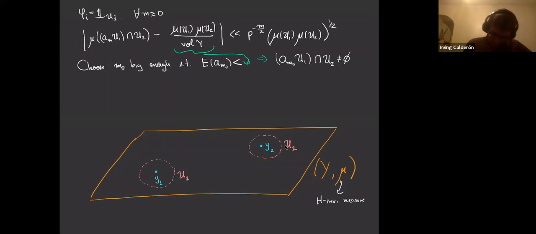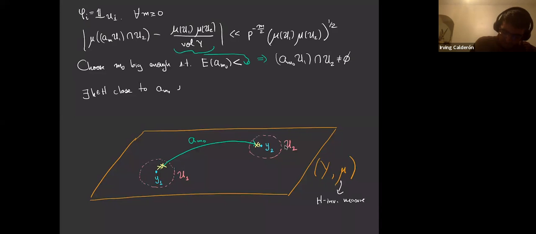Okay, so we have this picture. a_m0 sends a point really close to y1 to some point really close to y2. So now we can just correct this a_m0 slightly, and this shows that there is an h in H close to 0 that sends y1 to y2.